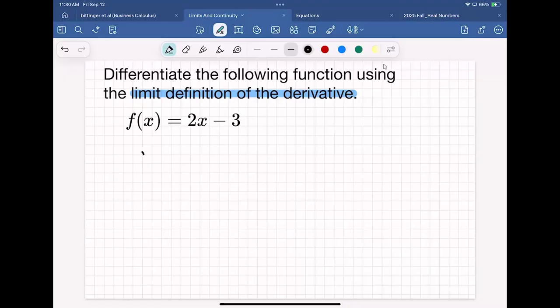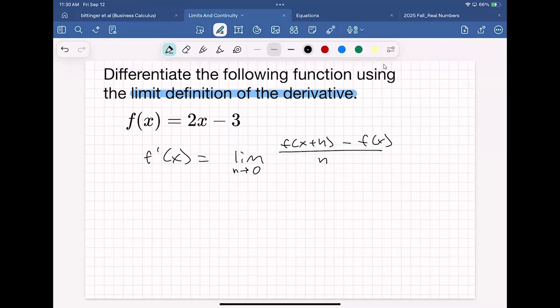But as we go through this, make sure you see right away, what I'm trying to find now is the derivative of my function. So f prime of x equals the limit of f of x plus h minus f of x, all over h, as h approaches 0. Forgot that part, sorry.